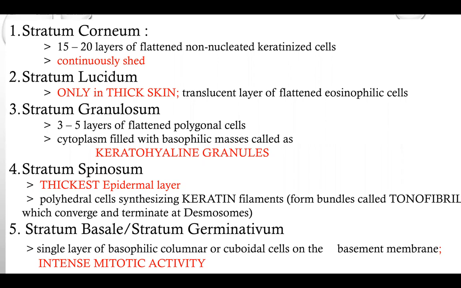Stratum spinosum, on the other hand, is the thickest epidermal layer. These polyhedral cells synthesize keratin filaments which form bundles called tonofibrils, which converge and terminate at the desmosomes. And stratum basale is a single layer of basophilic columnar to cuboidal cells which lie on the basement membrane. This sublayer of the epidermis has intense mitotic activity. Please take note that if you combine stratum spinosum and stratum basale, you come up with stratum germinativum.